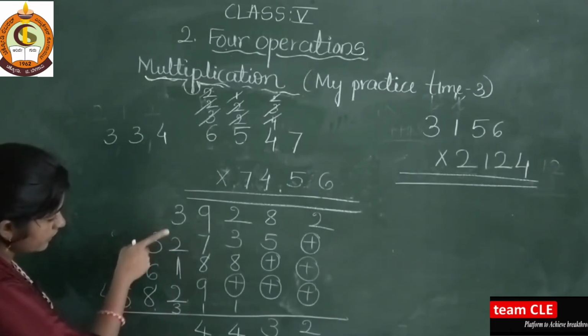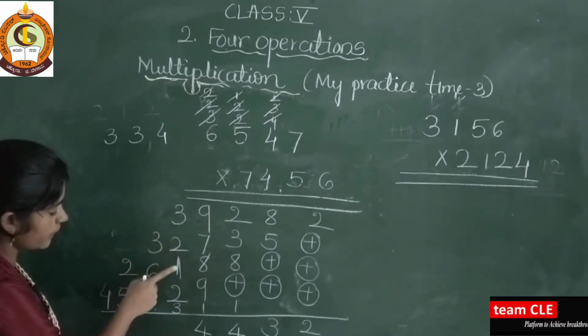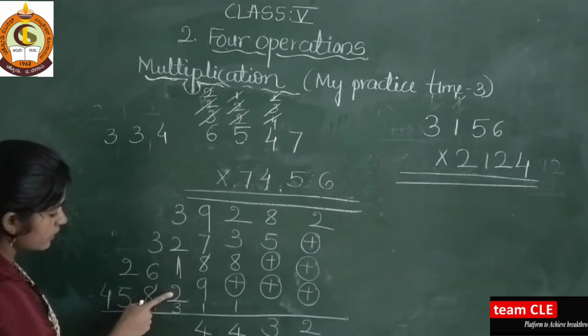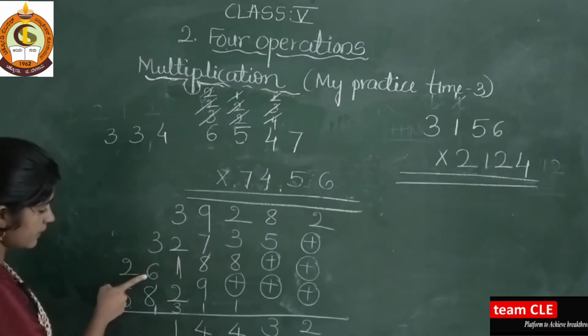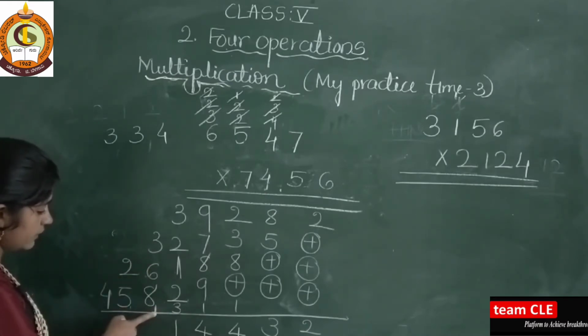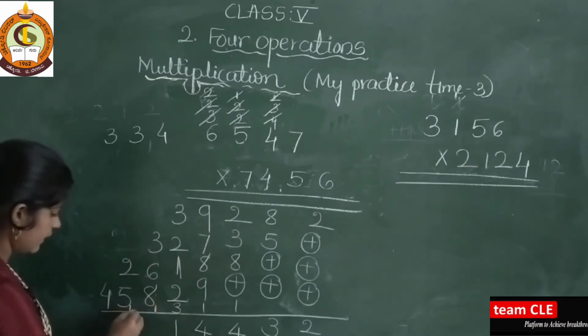Next to add this. 3 plus 2 is 5. 5 plus 1 is 6. 6 plus 2 is 8. 8 plus 3 is 11. Next, 3 plus 6 is 9. 9 plus 1 is 10. 10 plus 8 is 18.